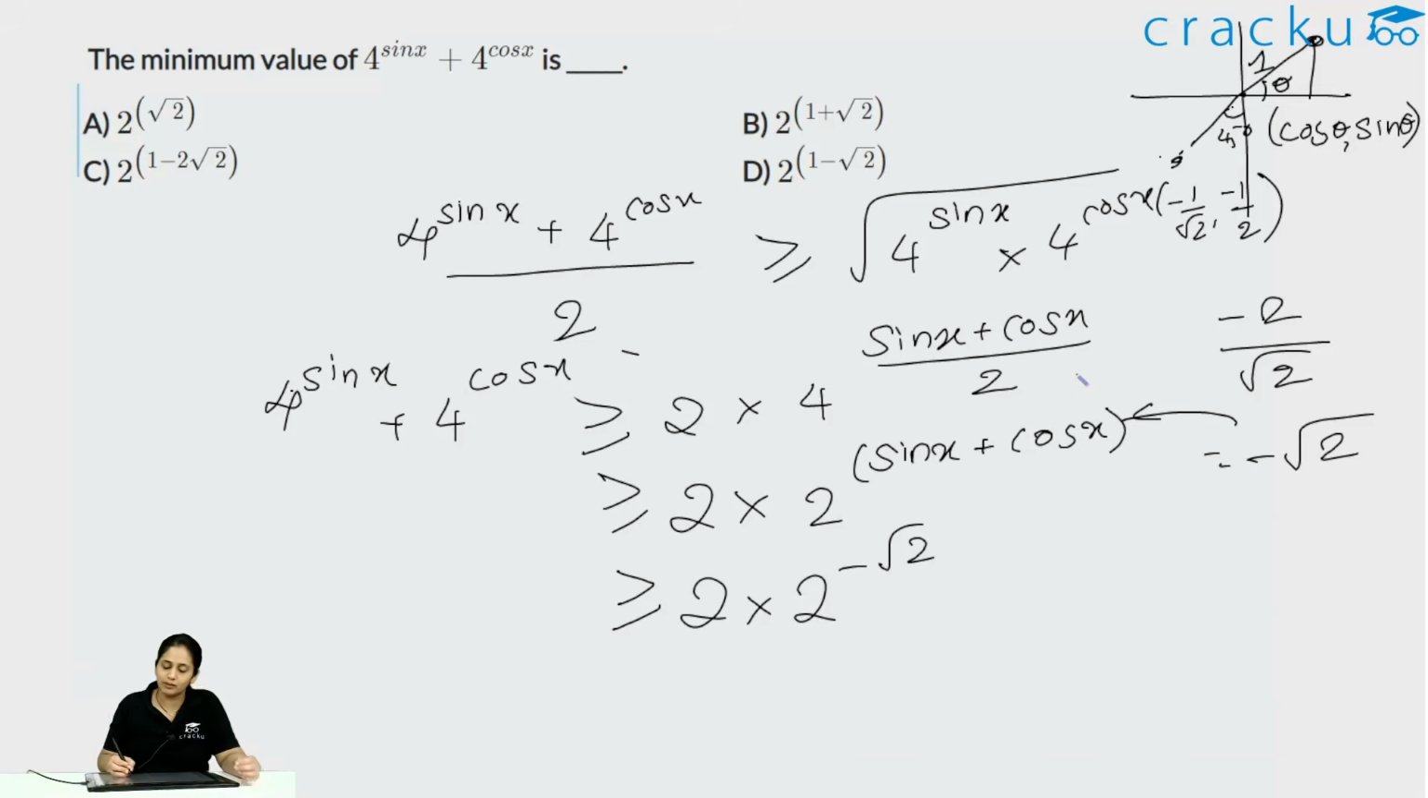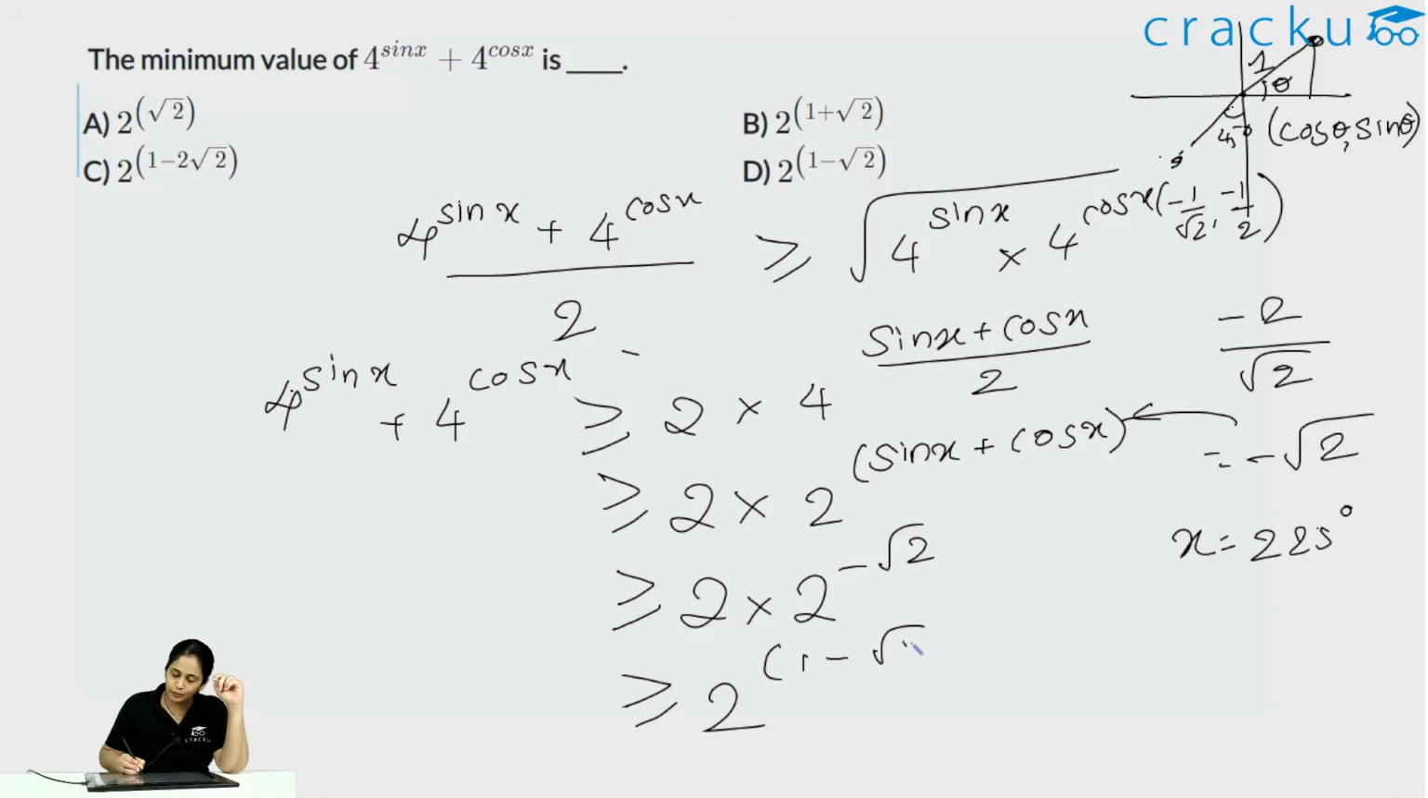This is the least possible value that this can take. That is when you have 180 plus 45, that is when x is equal to 225 degrees. When x is equal to 225 degrees, each is equal to minus 1 by root 2, and this sum would be equal to minus root 2. So this means that this is greater than or equal to 2 raised to 1, so this is 1 minus root 2. And this least possible value occurs when x is equal to 225 degrees.